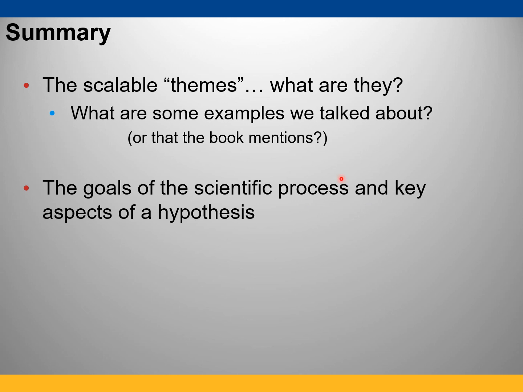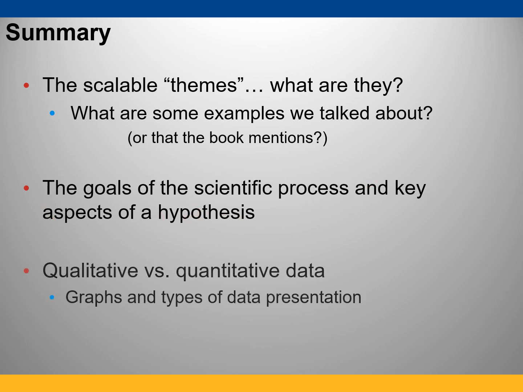The goals of the scientific process, the key aspects, the difference between qualitative and quantitative data, the types of graphs and the types of data presentation. Those are the key things that we talked about in this chapter and the book describes. So take a look at that chapter, read through it, and take good notes so that you don't have to read it more than once, because that's a very, very big time sink.